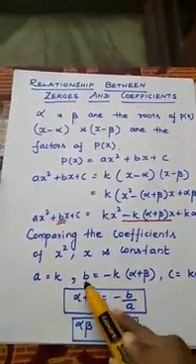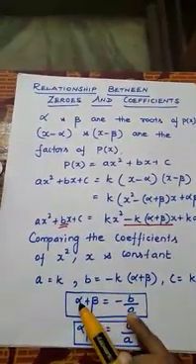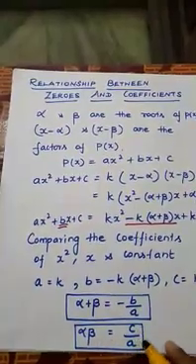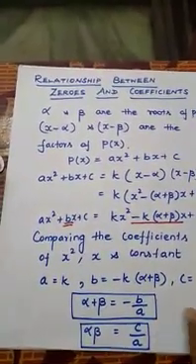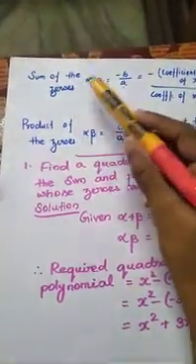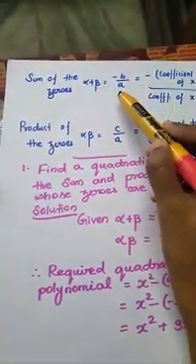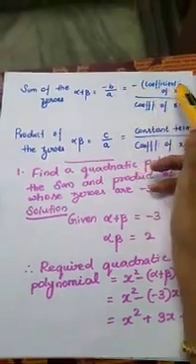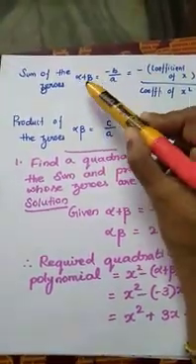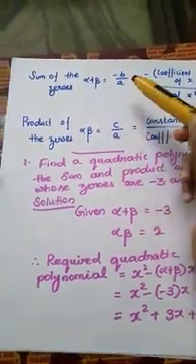Now we interchange the a value to the LHS. So alpha plus beta equal to minus b by a, alpha beta equal to c by a. This is actually a formula. Sum of the zeros, alpha plus beta, equal to minus b by a. b is the coefficient of x, a is the coefficient of x square. That is the formula, alpha plus beta equal to minus b by a.